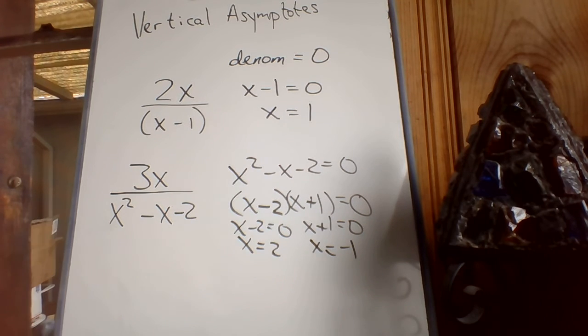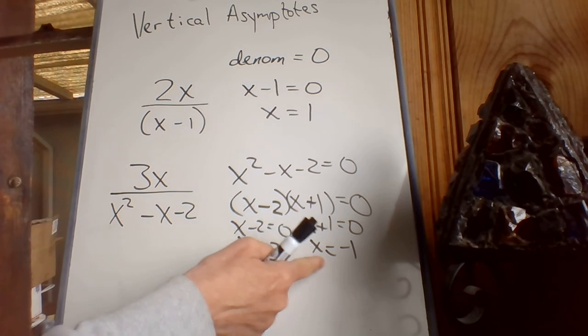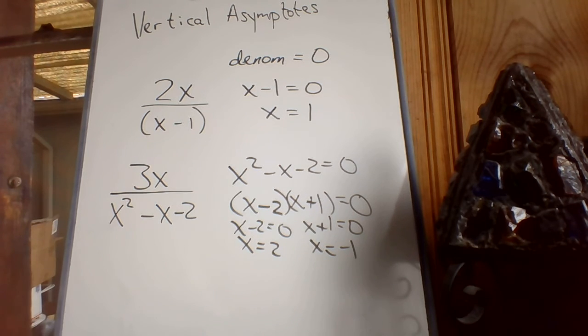So if I had put this in my calculator, that's where I would have seen those 2 heartbeats. One of them is at negative 1, and one of them is at positive 2. And that's how you do this.